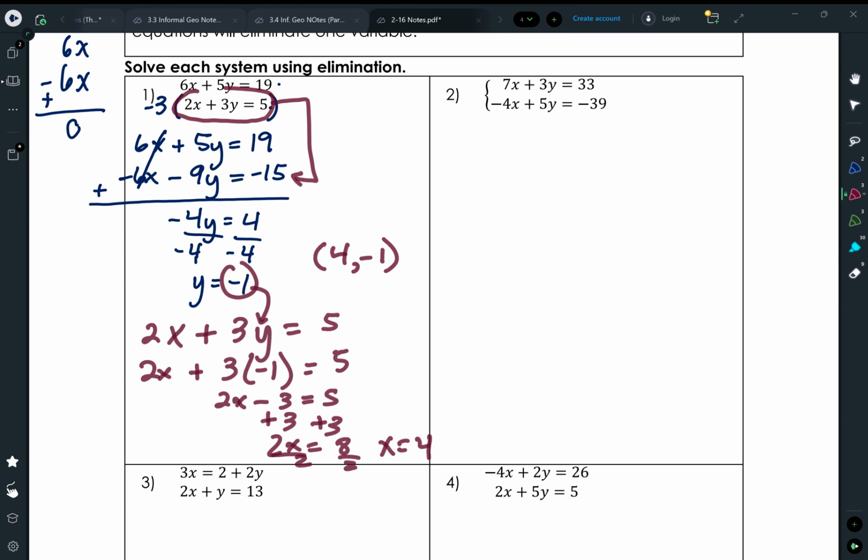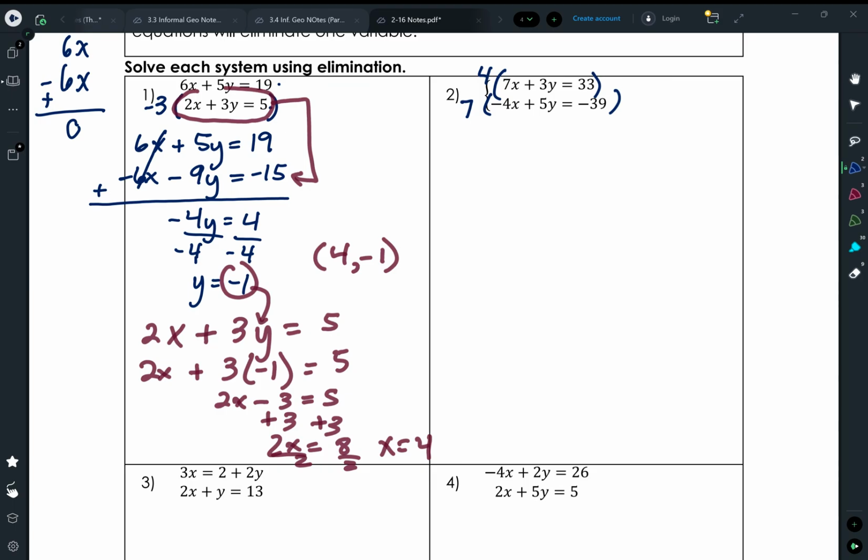Okay, so on my next one, it's going to be even more work. So this time I don't have an x or a y with anything in common. Like on the last one, I knew that 6 was a multiple of 2, and that was an easy starting point. On this one, I don't have anything like that. But what I do have is a positive 7x and a negative 7x. So I'm going to multiply the top one by a positive 4 and the bottom one by a positive 7. And then we'll have a 28 and a negative 28.